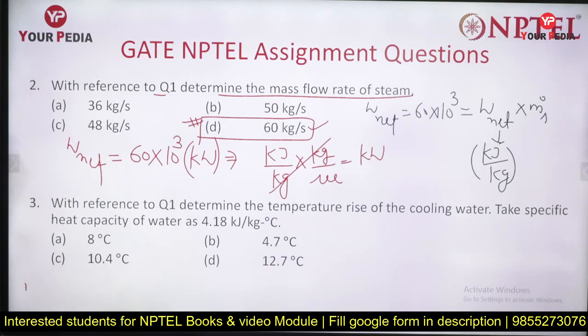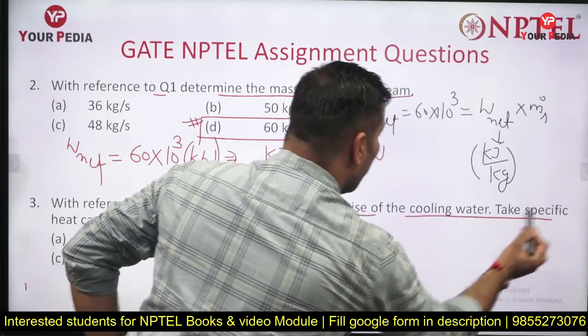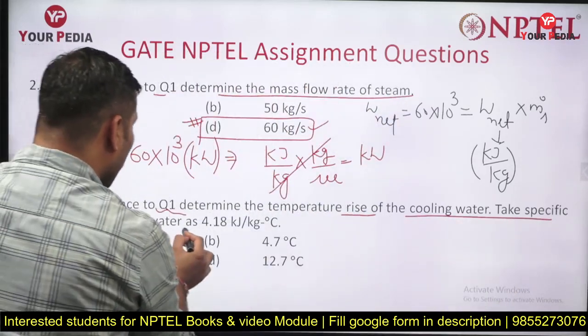Okay, now let us move to the last question and third part of this question. Again, with reference to question number 1, determine the temperature rise of the cooling water. Take specific heat of the water as given.